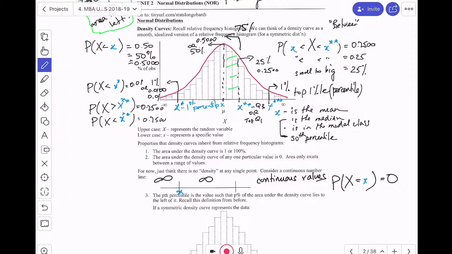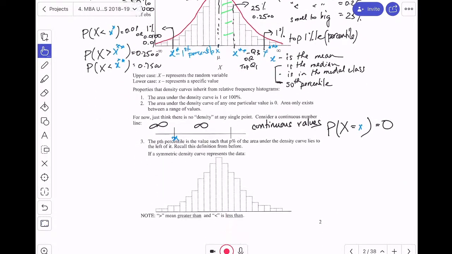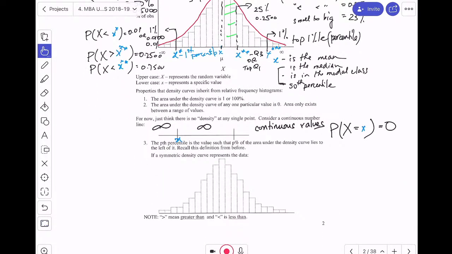All right, you can ask me later if that's confusing for you. I'll just make the point that the pth percentile is the value such that p% of the area under the curve lies to the left of it. And then I just drew it again to make any other examples if you need them.